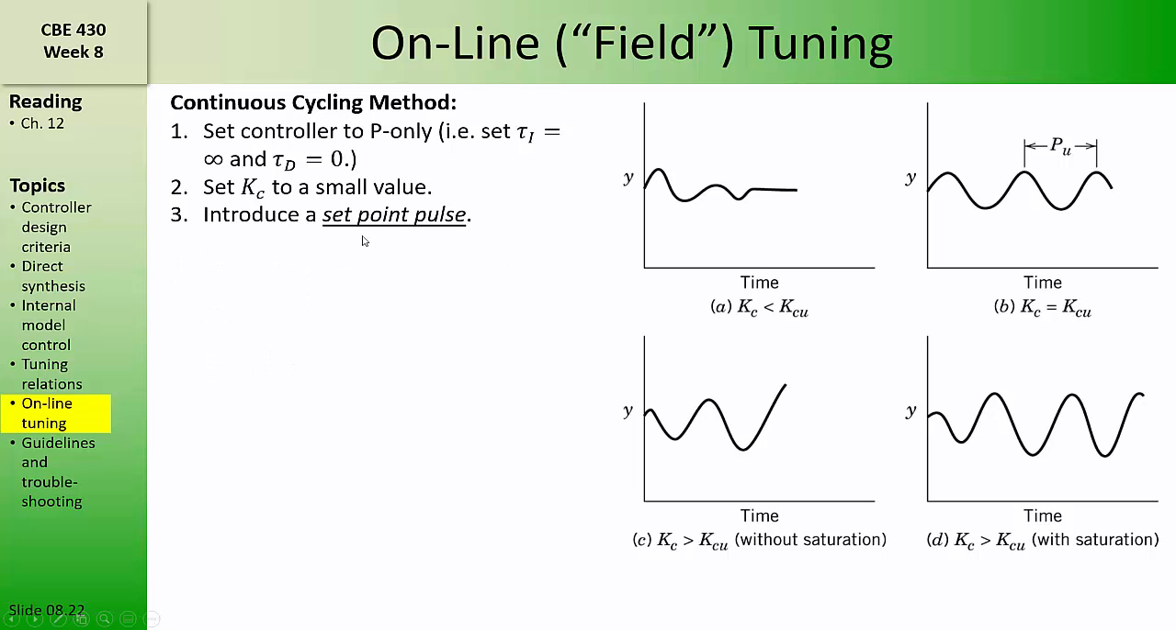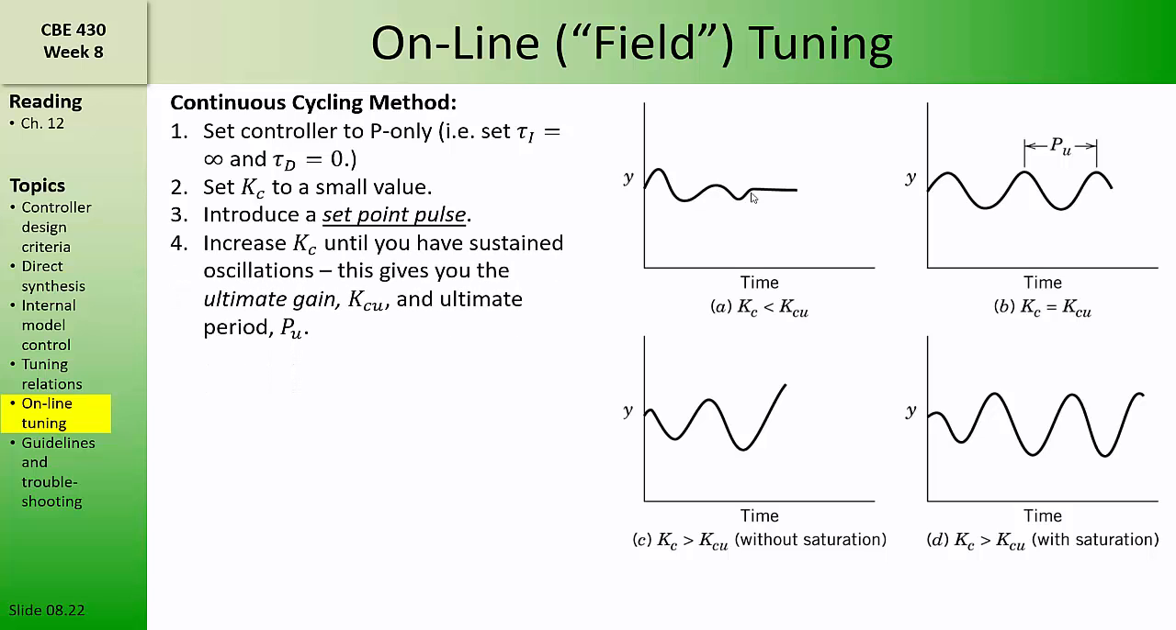That is, we briefly change the set point and then bring it back to its original value. With the controller online in the feedback loop, this set point pulse should result in a brief deviation of the controlled variable, which should come back to a steady state value. Next, we increase the controller gain and repeat the set point pulse experiment until we've found the controller gain that results in sustained oscillations in the controlled variable when a pulse is introduced in the set point. We call this value of the controller gain the ultimate gain.